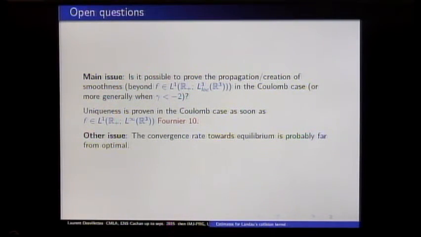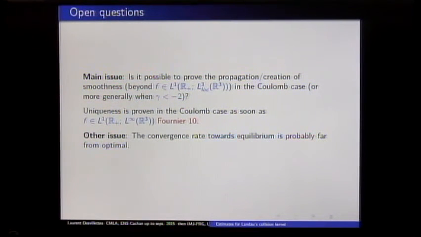Actually, there is a paper by Fournier in which it's shown that if we knew that f was L1 in time with values in L infinity in v, then uniqueness would hold. So there is still a large gap between L3 and L infinity to get uniqueness. So we are still far from having a well-posed problem in the usual sense, in the Hadamard sense, in this case. That is, from my point of view, the main issue.